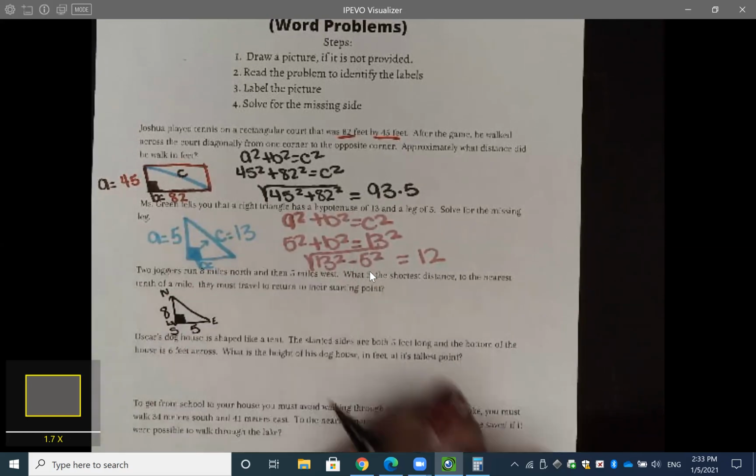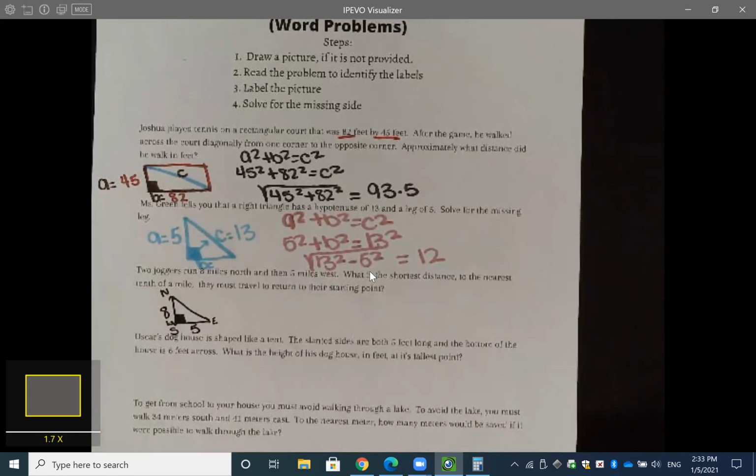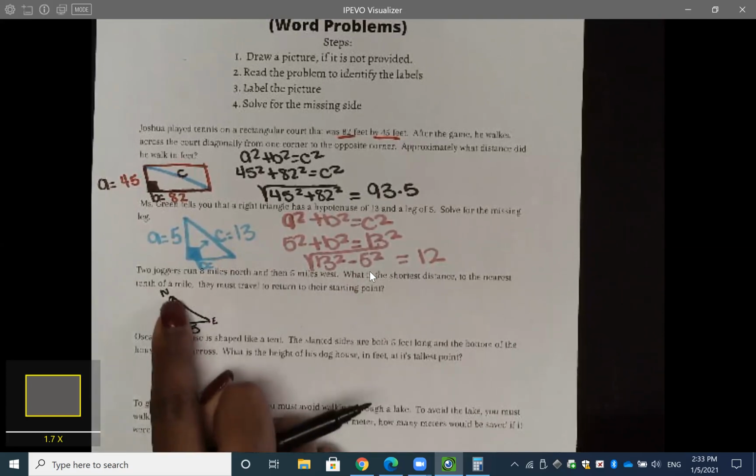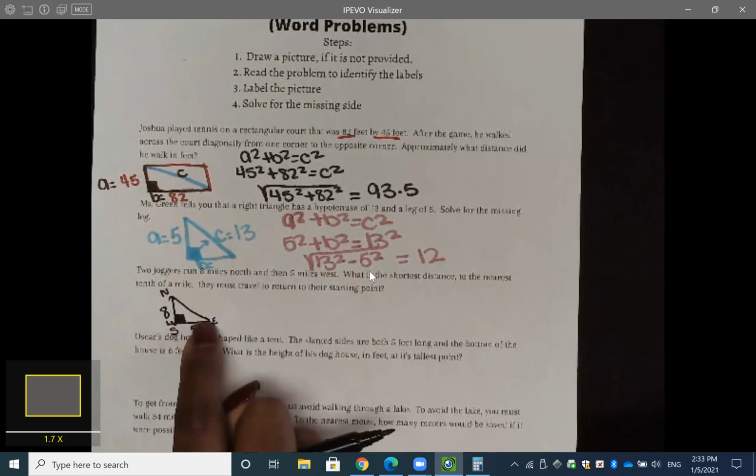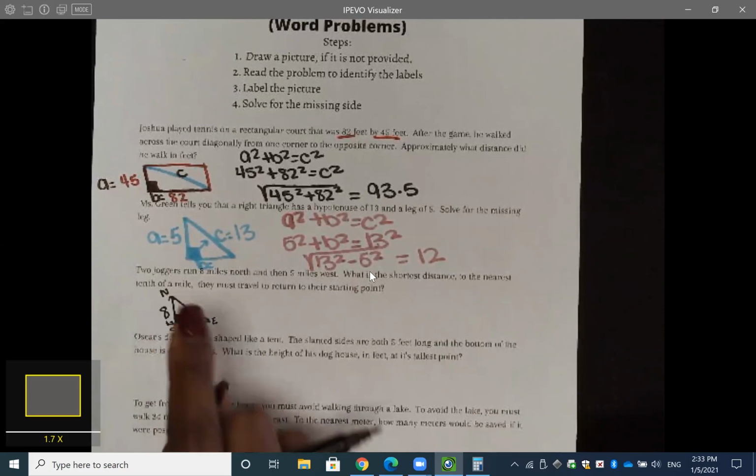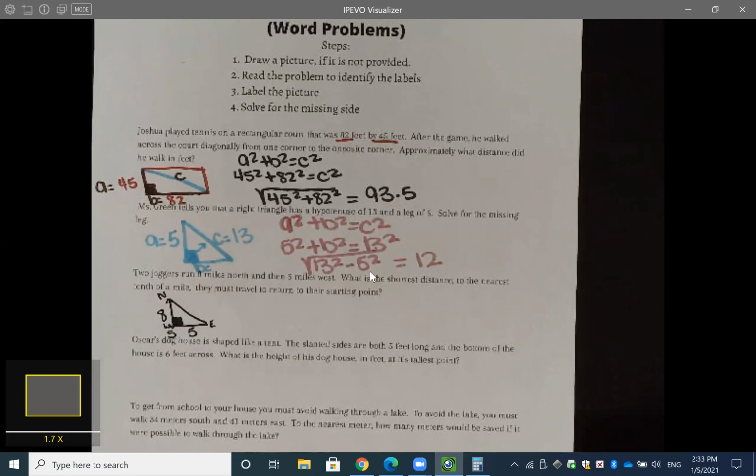So that's a 5. What is the shortest distance to the nearest tenth of a mile they must travel to return to their starting point? So they went north and then west, and then they need to go back to their starting point. So we're solving for our C. So I'm going to go ahead and label everything.